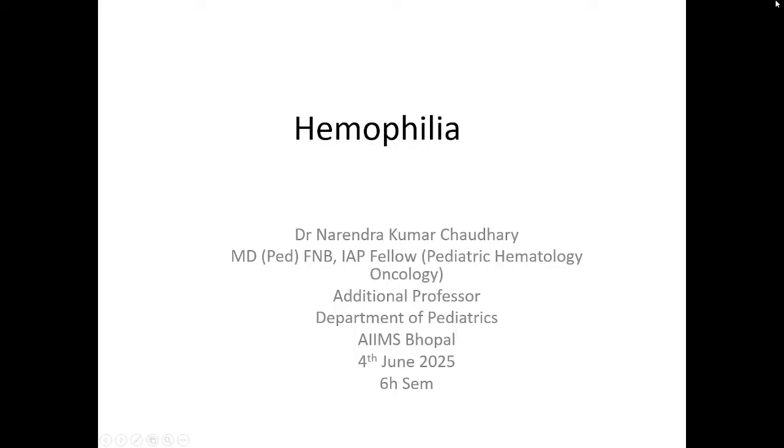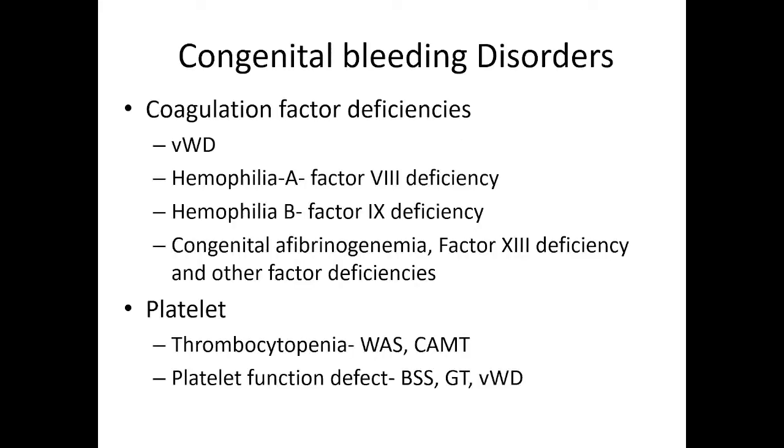Good morning everybody. Today we will discuss hemophilia, ITP, HSP, bleeding disorders. So, congenital bleeding disorders are of two types: coagulation factor deficiencies and platelet disorders.